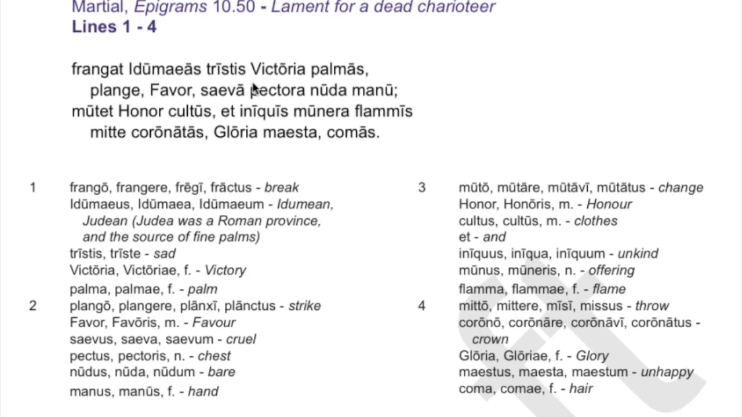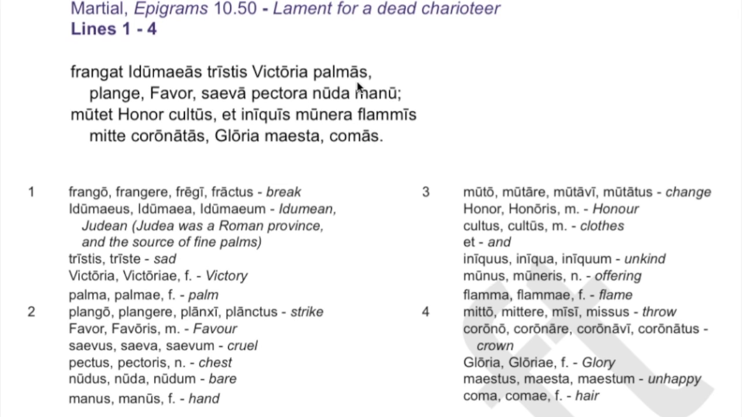So before we go through the poem word by word, I just want to pick out roughly what's going on. You can see in each line, we start with a verb, frangat, plange, mutet, and mite. And those are the only verbs in the poem. Also you can see each line has got a subject that's a proper noun. So victory, our word favour, support, honour, and glory. So that's a bit strange in itself. We've got 4 verbs, 4 subjects. Right, let's go through the poem line by line and word for word, the first 4 lines anyway. But first of all, I want to point out this pattern of verbs at the start.